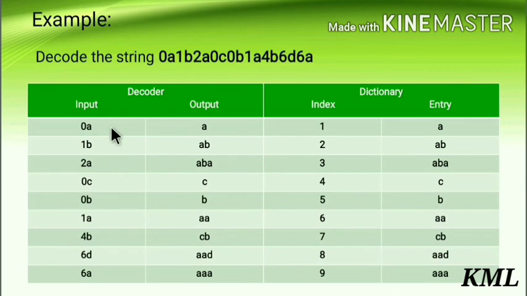So again the steps, whenever you have index 0, you write that letter in the output directly, start the index from 1 and write this output in the entry. And whenever you have index greater than 0, find the letter corresponding to this index in the dictionary and replace this index with that entry. Okay. And whatever you get in the output, you have to write it in the entry.